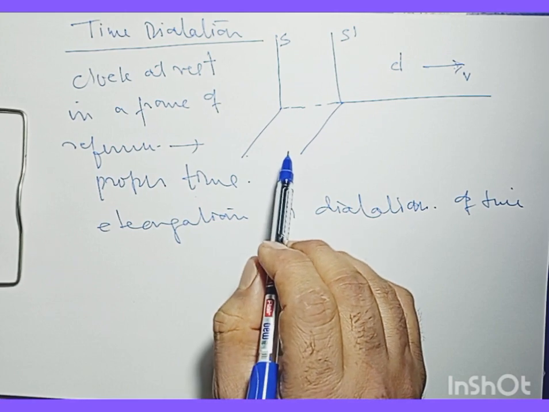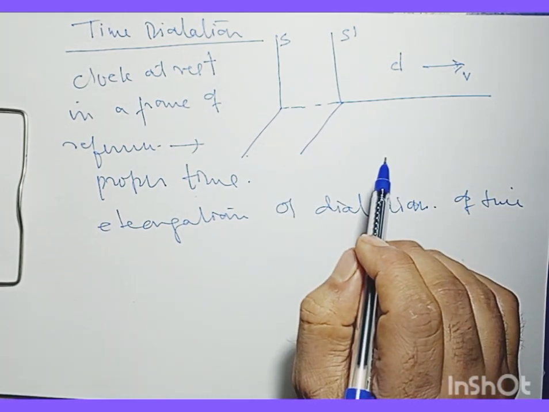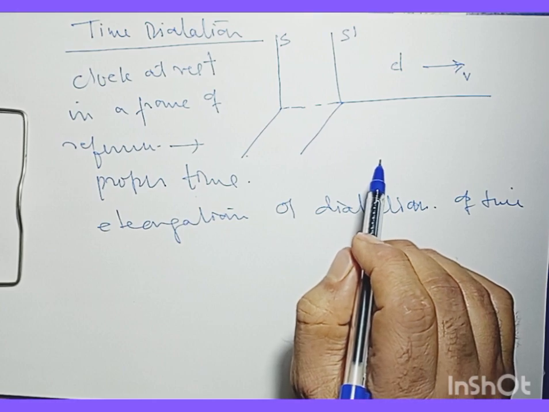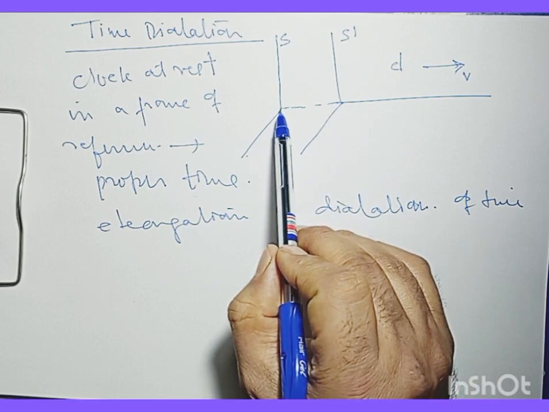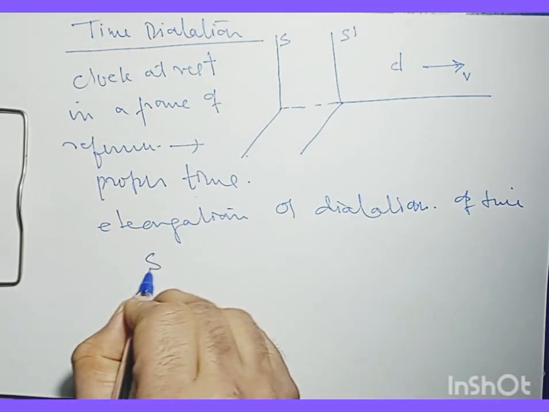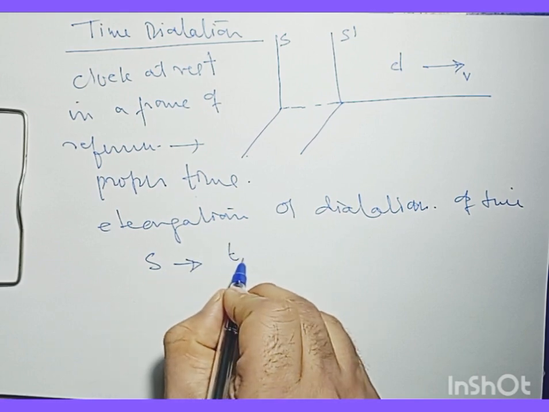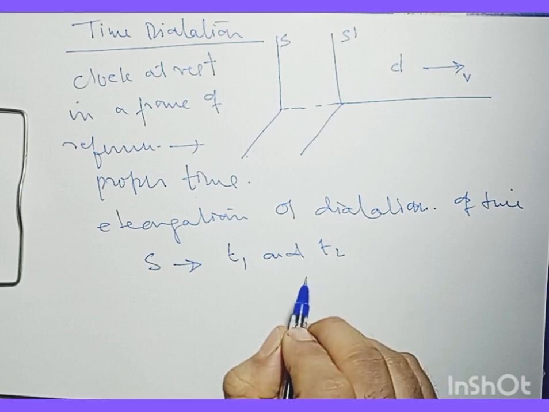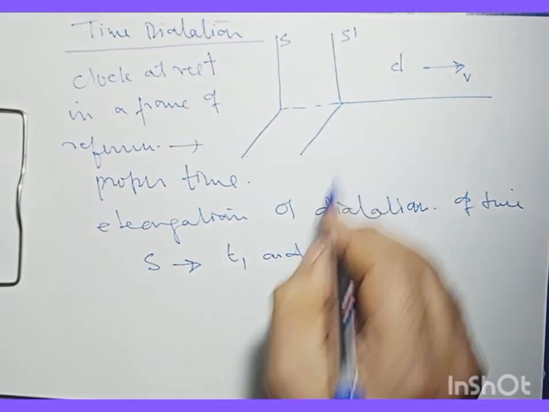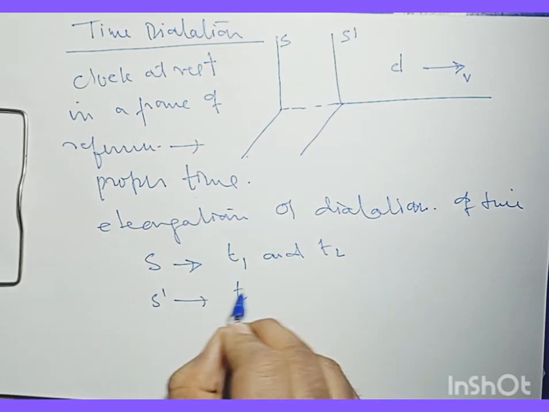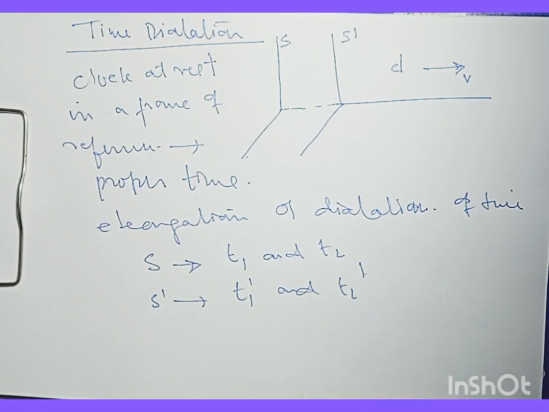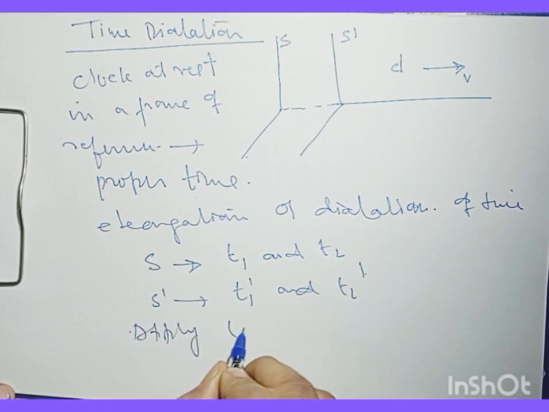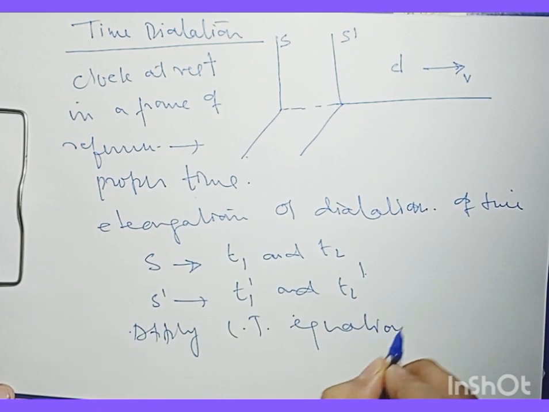Now, let us assume that the two events occur at the same point. The instants of occurrence of the events, as measured by the clock in frame S, are T1 and T2. And in the frame S dash, the instants of time measured are T1 dash and T2 dash. So now we can immediately think of the Lorentz transformation equations. So applying Lorentz transformation equations.